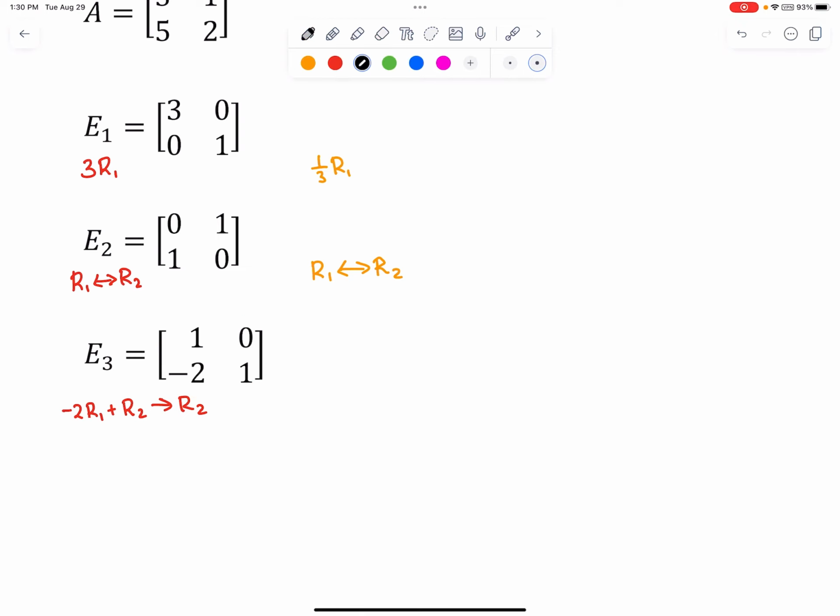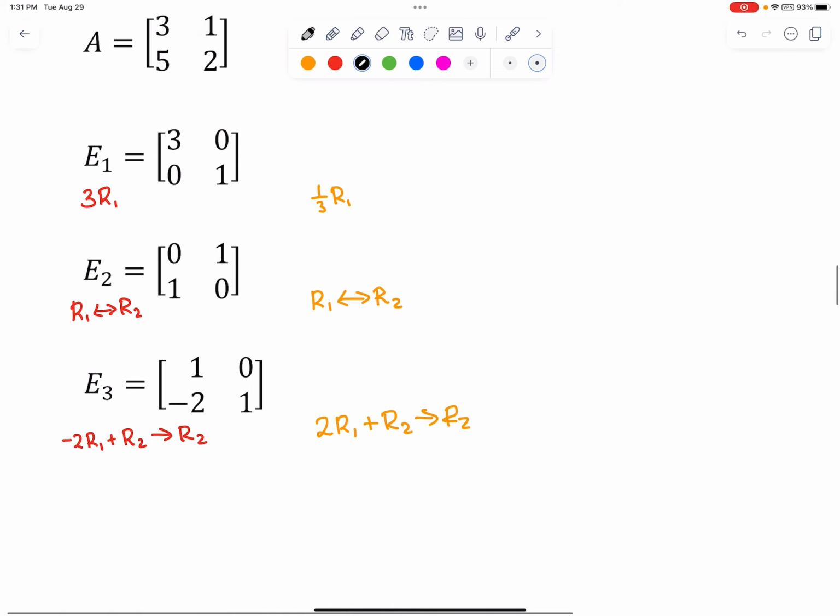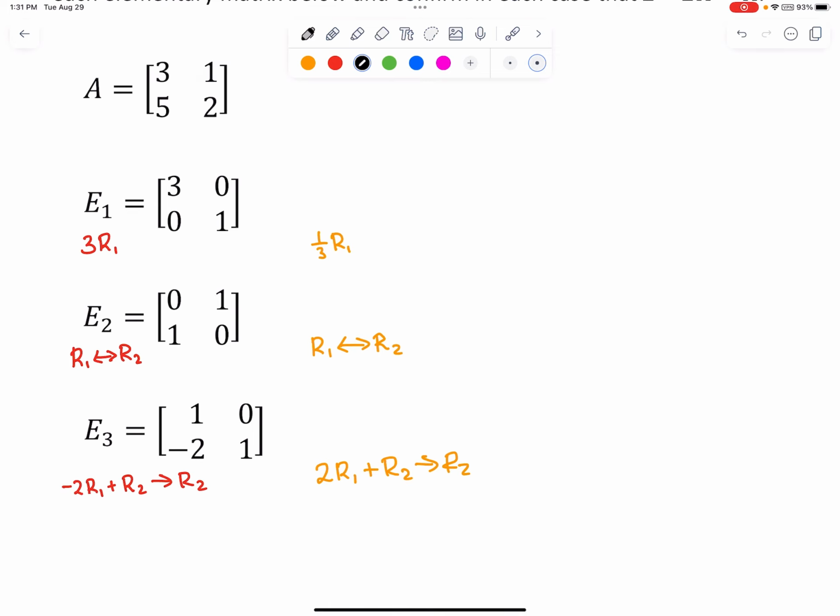Well, you would do now +2 times row 1 and add that to row 2. And so the reverse row operation would be to do +2 times row 1, add that to row 2 to make a new row 2. Now we're going to create elementary matrices by using these orange row operations instead.